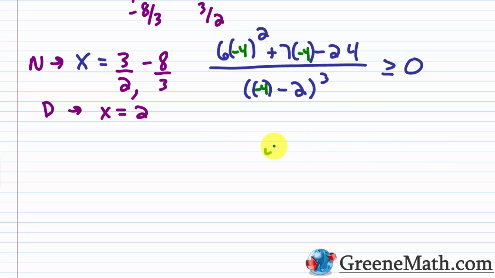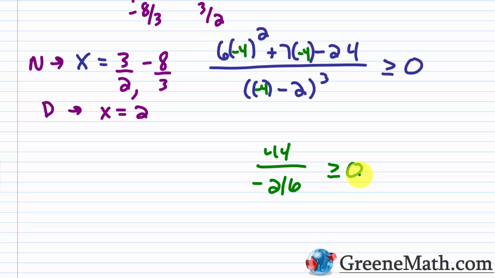So you would have 44 in the numerator. In the denominator, negative 4 minus 2 is negative 6. Negative 6 cubed is negative 216. So we don't need to go through and reduce this or anything like that. We know that this value is negative, and a negative is not greater than 0.